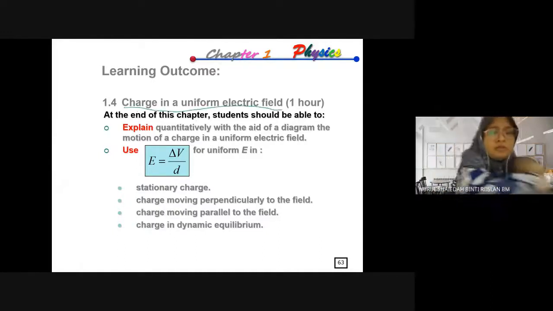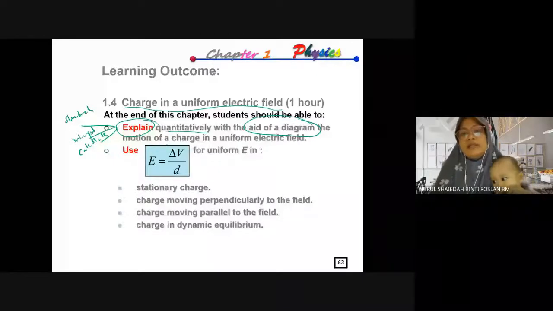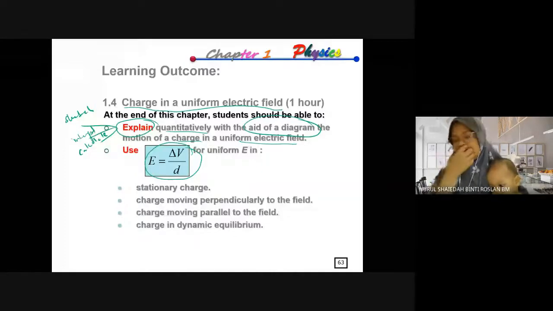So you need to explain qualitatively. Ingat saya cakap tadi pasal explain. Explain boleh ada 3. Boleh sketch, boleh interpret, boleh calculate. So explain qualitatively with the 8 diagram. So you kena tahu lukisan 8 diagram. The motion of charge in uniform electric field. And then you kena tahu formula E equals to delta V over D. Formula ni given for stationary charge, charge in moving perpendicular, charge moving parallel, charge in dynamic equilibrium.